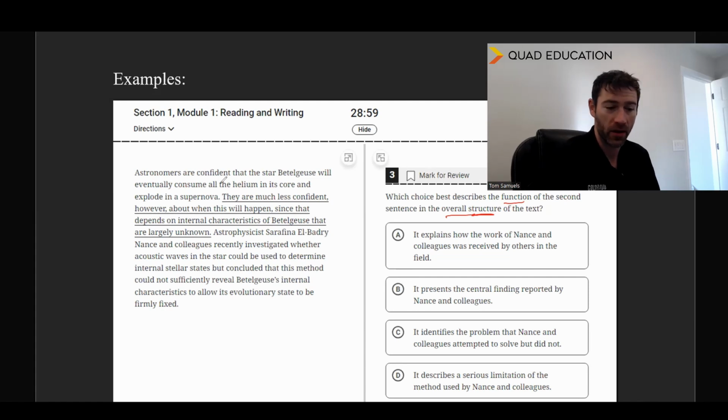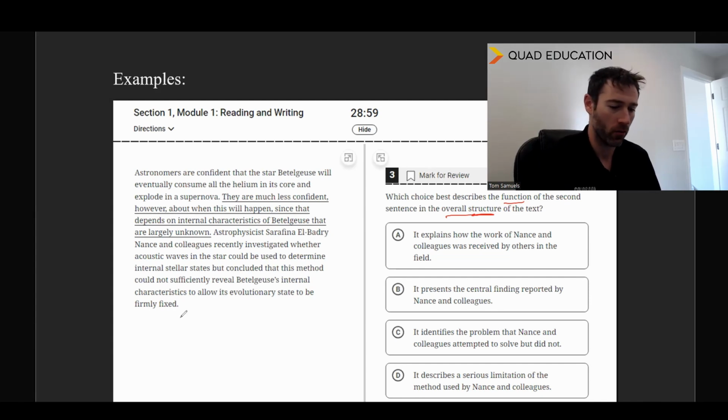So the passage here says, astronomers are confident that the star Betelgeuse will eventually consume all the helium in its core and explode in a supernova. They're much less confident, however, about when this will happen, since that depends on the internal characteristics of Betelgeuse that are largely unknown. Astrophysicist Serafina El-Badri Nance and colleagues recently investigated whether acoustic waves in the star could be used to determine internal stellar states, but concluded that this method could not sufficiently reveal Betelgeuse's internal characteristics to allow its evolutionary state to be firmly fixed.